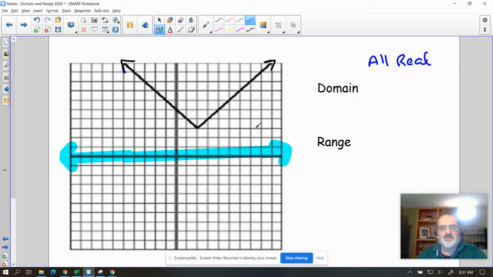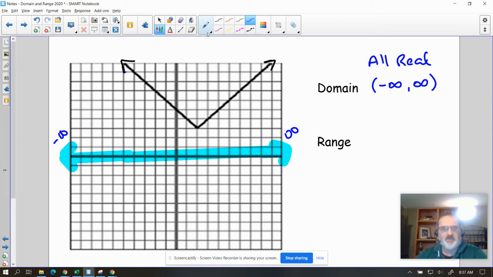If we use interval notation, this is negative infinity, and this is infinity. So we can say that the set of all x's goes from negative infinity to infinity. So in this interval notation, I use the ends to signify where it stops and starts.